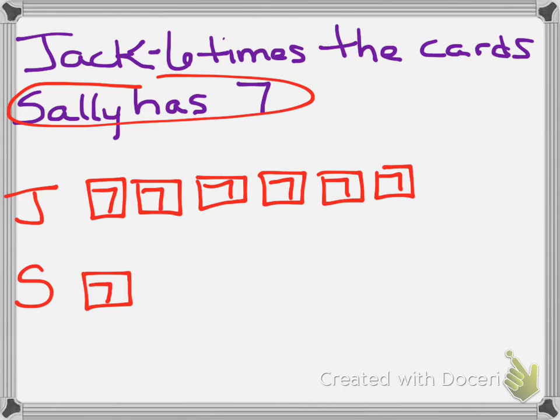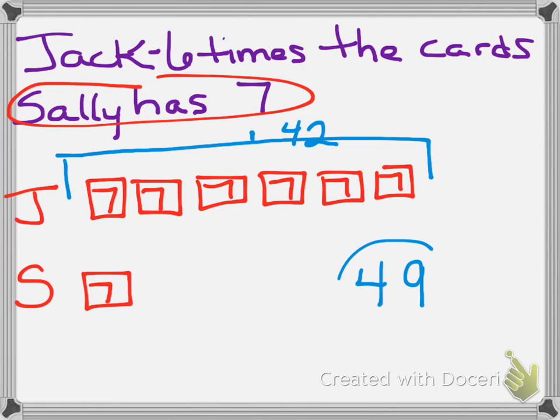I could ask, well, what is the total that Jack has? So you could draw a bracket up here and do 7 times 6, which is 42. I know that Sally only has 7. I could ask, well, how many cards do they have all together? You would add the 42 plus 7 and get 49. There are lots of different questions we could ask, but hopefully this helps with the bar models that you might be working with tonight.